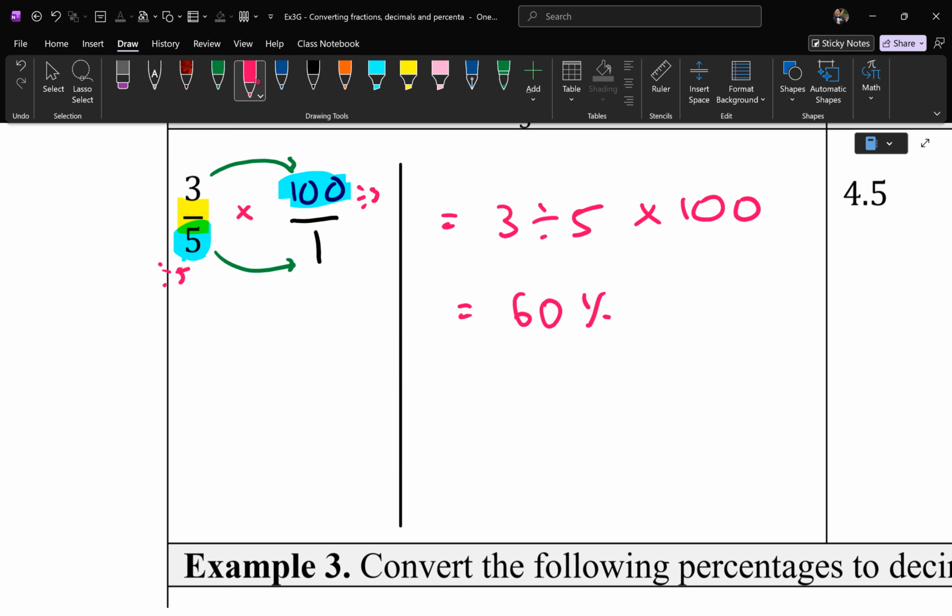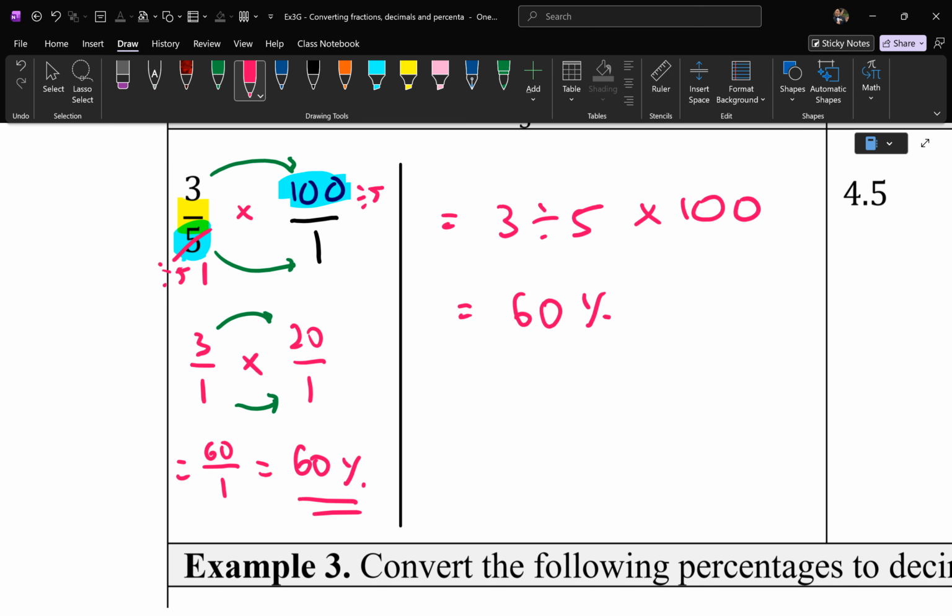So how many 5s fit into 5? 1. So this becomes now 3 over 1 times, and how many 5s fit into 100? 20. So we know that's now 20 over 1. And you can see, now if I'd multiplied fractions the way we normally would, top with top, bottom with bottom, 3 times 20 gives me my 60. And 1 times 1 is 1, but 60 over 1, this just means 60 wholes. So that's why it's 60%. Because if you had 100 of those 3 fifths, you end up with a value of 60. So that just means 60 out of 100. That's all it is. Yeah?